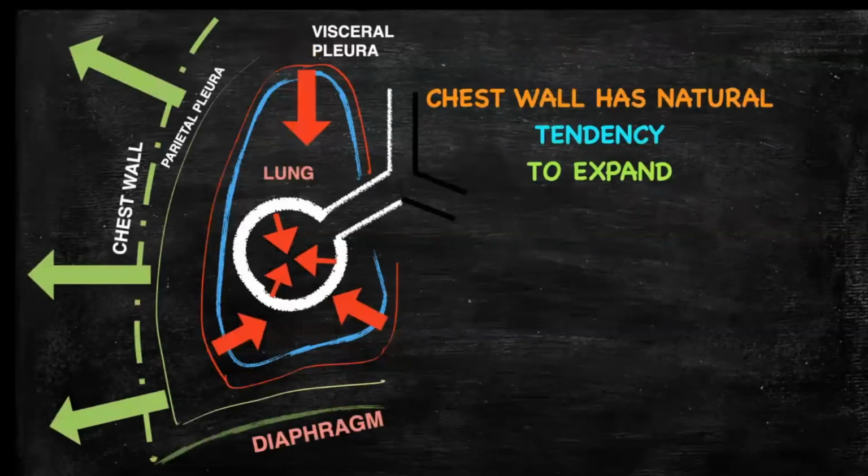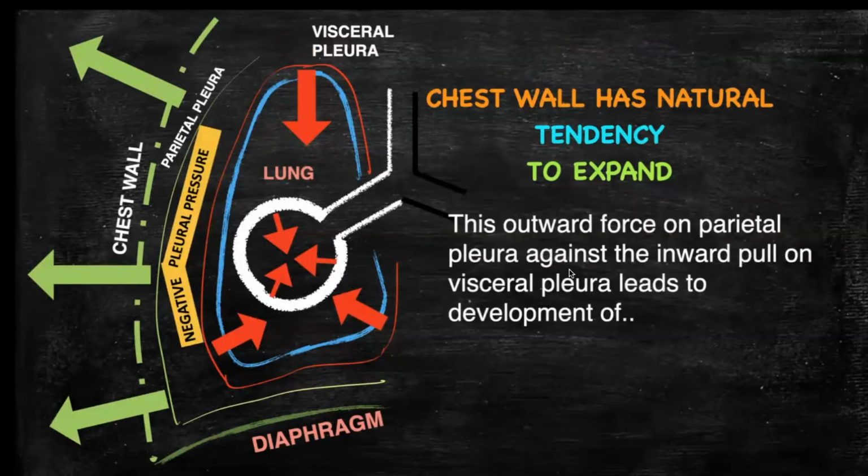And our chest wall normally has a natural tendency to expand or move out. That is very important, because now we can see the outward movement of the parietal pleura along with the chest wall is working against the inward movement of the visceral pleura, because the lungs have a tendency to collapse inside, drawing the visceral pleura inside. The parietal pleura is being drawn outside with the chest wall.